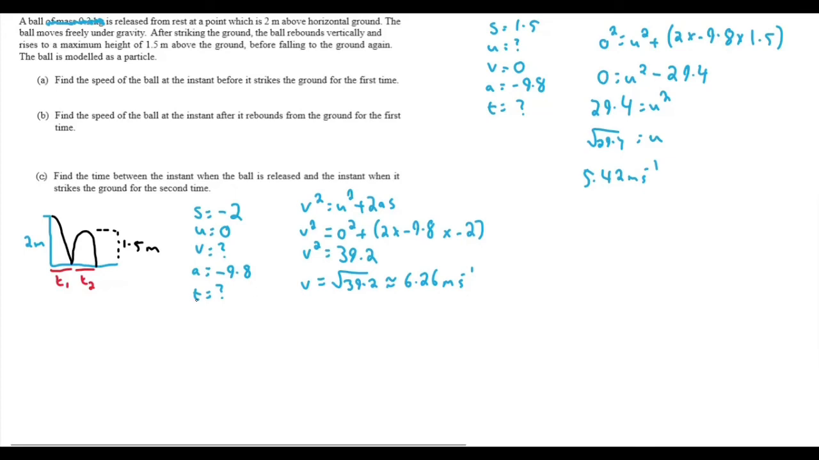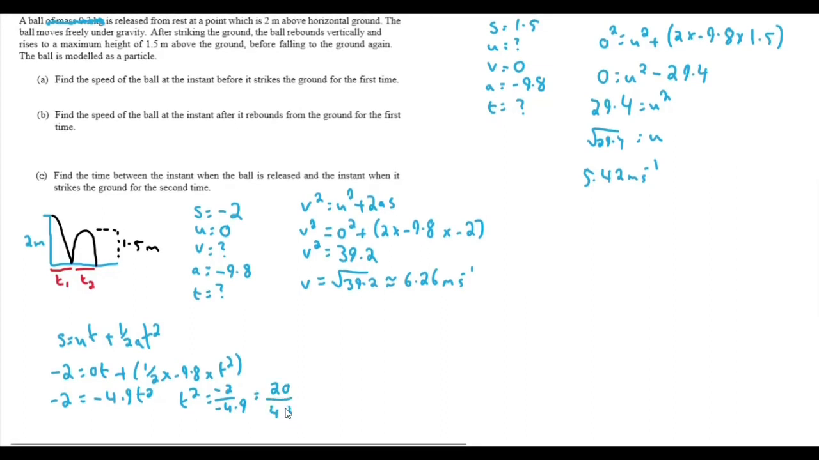So if we use S, U, A, and T, that's S equals UT plus half AT squared. So minus 2 equals 0T plus a half times minus 9.8 times T squared. So minus 2, because 0 times T is just 0, we end up with just minus 4.9 T squared. So T squared is going to be minus 2 over minus 4.9. Now we'll keep in a simplified form of 20 over 49 because it's a long decimal. Square rooting this though, you end up with T just being approximately 0.64 if they were to go to 2 decimal places. That's your T1.